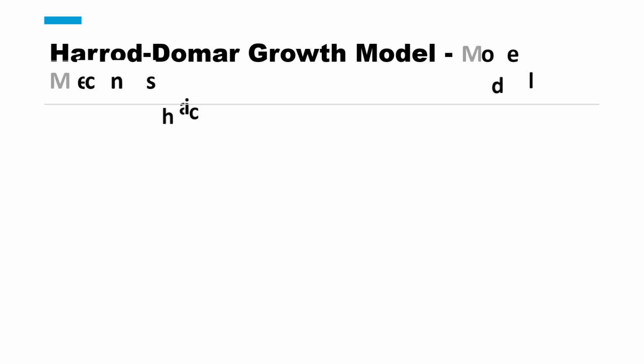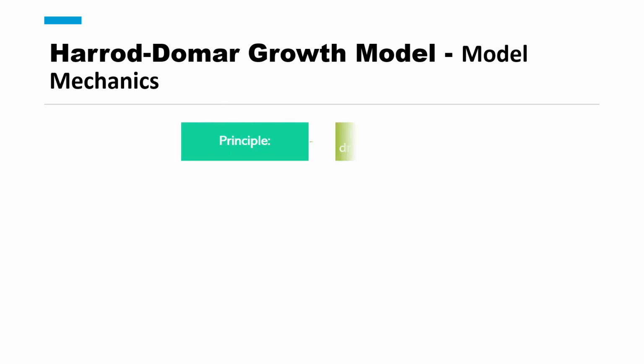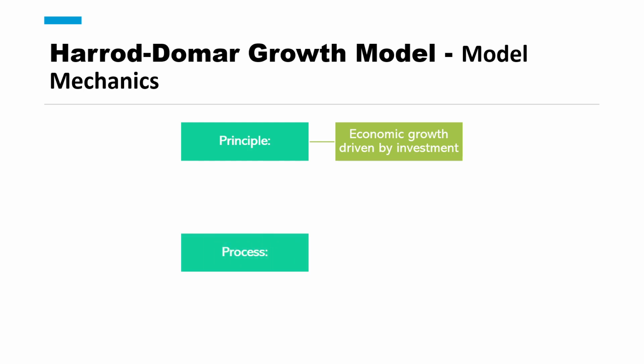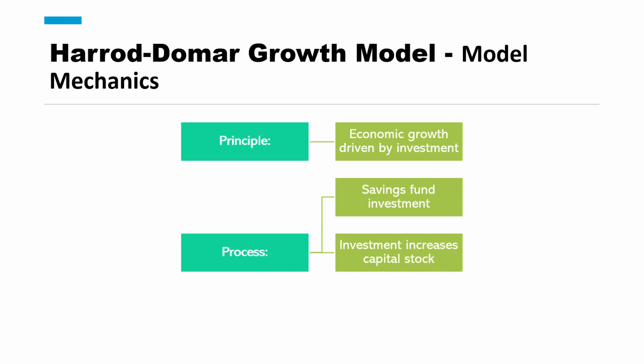Let's see how the model operates. The model operates on the principle that economic growth is driven by the amount of investment in the economy. Savings provide the funds necessary for investment, which in turn increases the capital stock. This additional capital is used to produce more goods and services, thereby contributing to economic growth. The efficiency with which this new capital is used, that is reflected by the capital output ratio, determines how much additional output is generated from the investment.